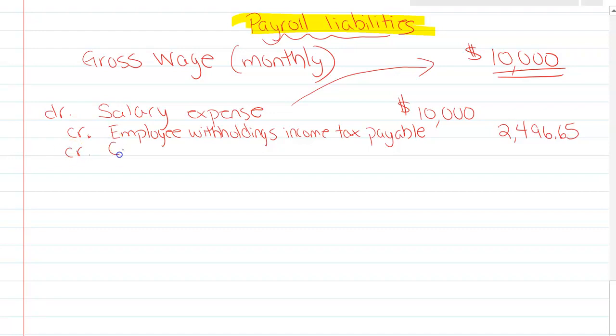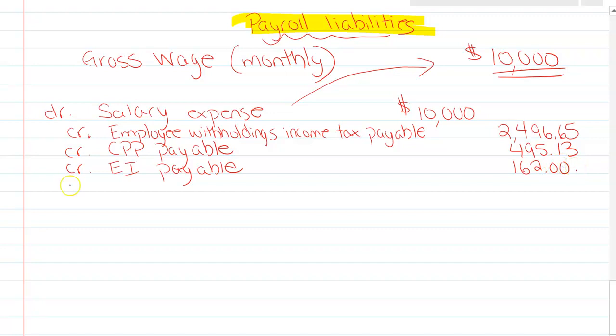And then the CPP payable is the $495.13 that we withheld, and also the EI payable is the $162 that we withheld. So in total, we're going to pay this employee that net pay, the $6846.22. So I'll just say to record payroll.